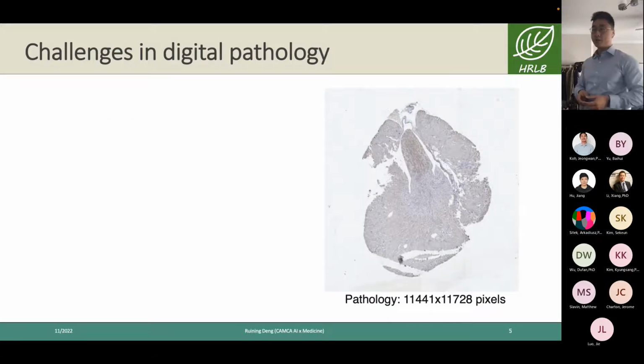Here is the image that we are looking at, a pathological image. It's very big, more than 10,000 by 10,000 pixels. So we call it a gigapixel high resolution image.